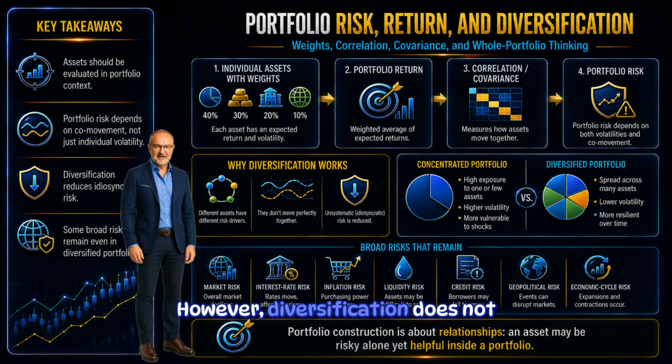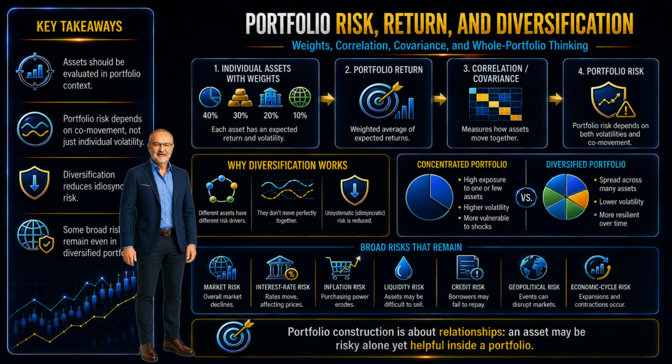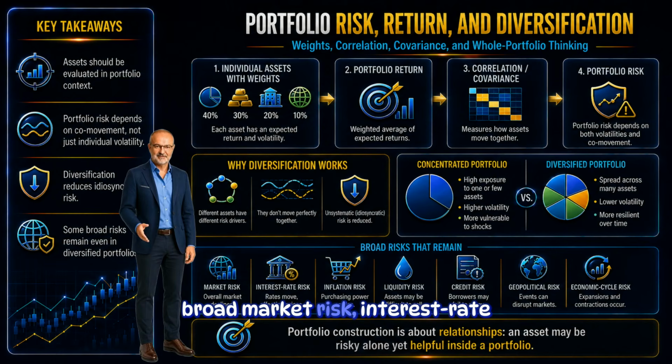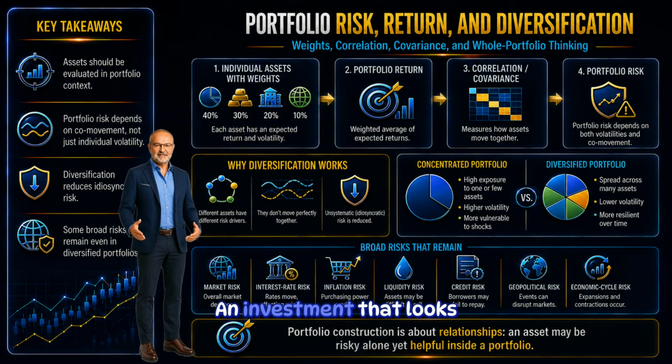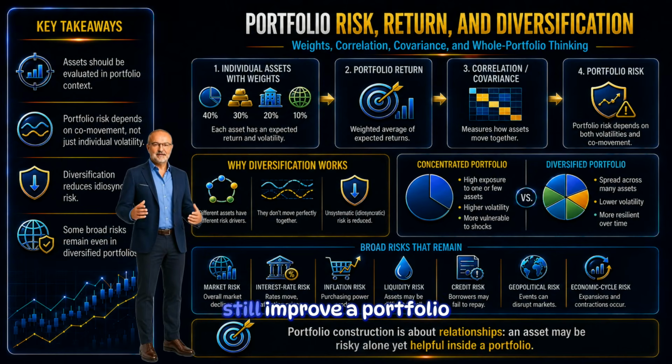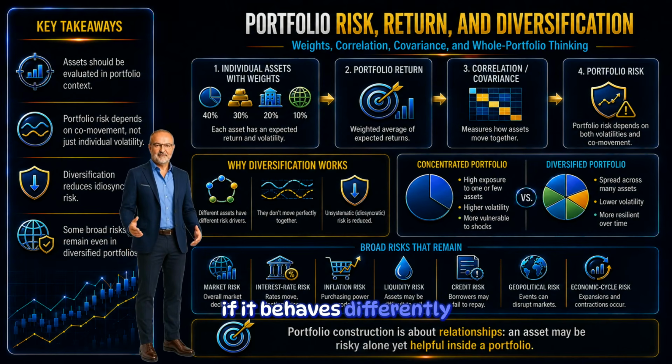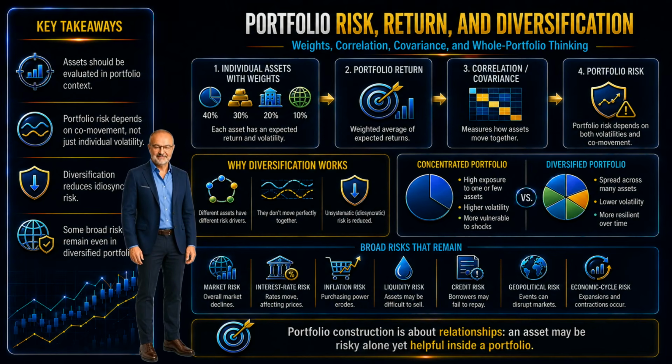However, diversification does not remove all risk. Investors may still face broad market risk, interest rate risk, inflation risk, liquidity risk, credit risk, geopolitical risk, and economic cycle risk. So the main lesson is this: portfolio construction is about relationships. An investment that looks risky by itself may still improve a portfolio if it behaves differently from the rest of the holdings. And an investment that looks safe by itself may be problematic if it increases exposure to a risk the investor already has.